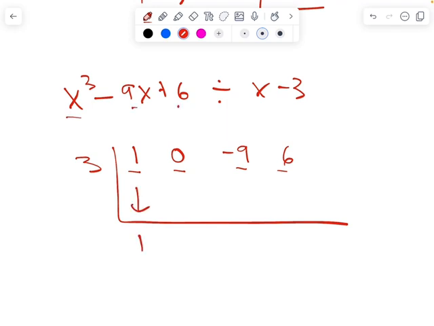Okay, so we're going to bring down that 1, we're going to multiply, we're going to add, we're going to multiply, we're going to add, and we get that. And so you can say that x minus 3 is not going to be a factor of that. Okay, just checking that. Oh, hang on. Made a mistake. Okay, this is 0. Multiply, this is 0. And then we get 6. Okay, so the remainder is 6. Still not a factor.